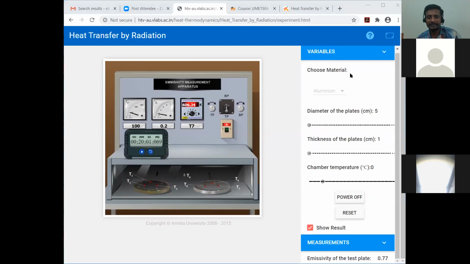You can't find it in LMS. Wait, let me check after this is over. Let me go and check. So 0.77 is the emissivity of the setup.